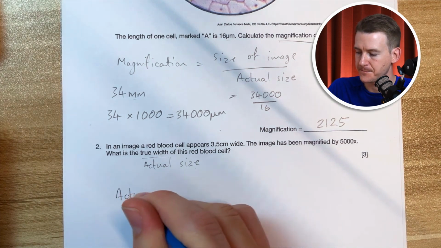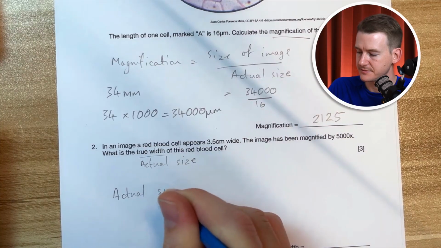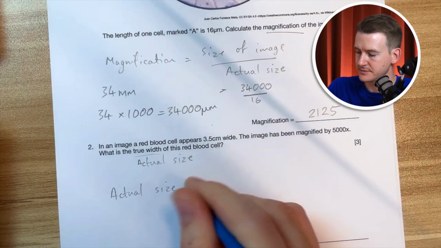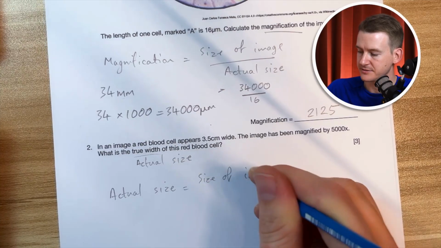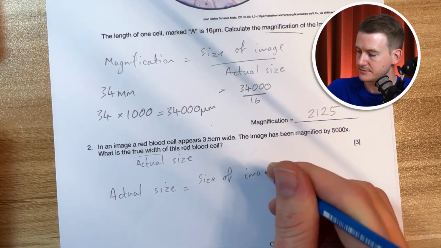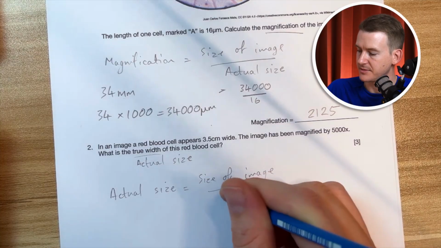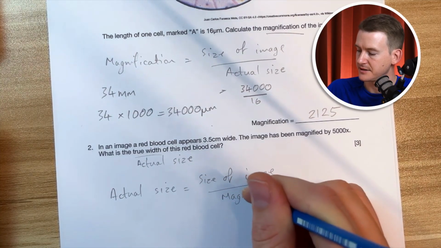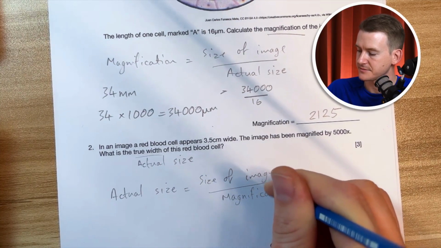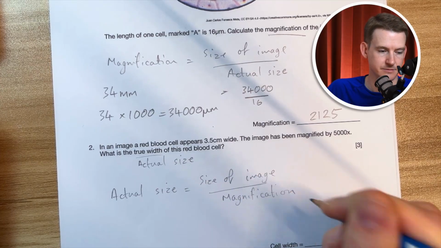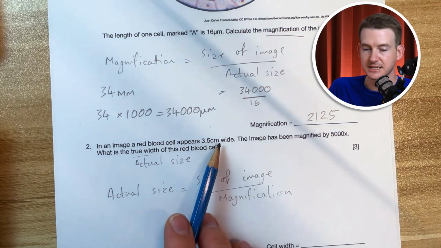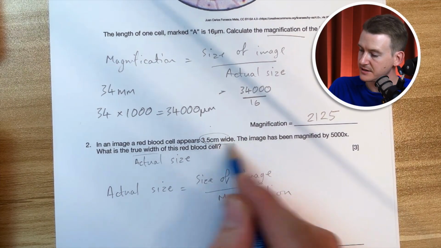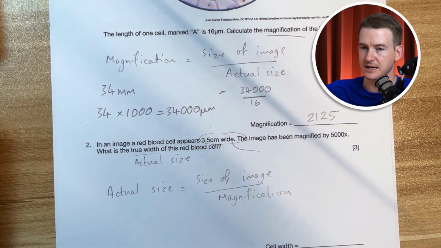Actual size is equal to size of image divided by magnification. So what have we got? We have the size of the image. This right here is the size of the image.